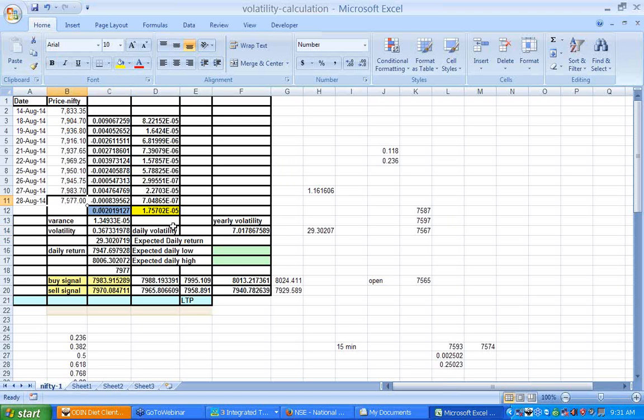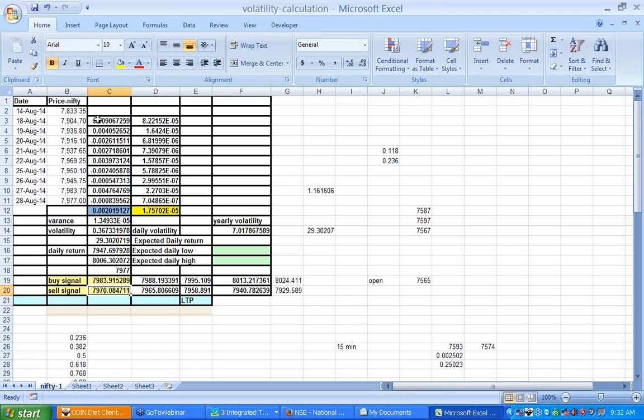From the 7977 level, I have just estimated the levels. It is saying that buy signal at 7984 and sell signal at 7970. This is what we got as per the volatility method.